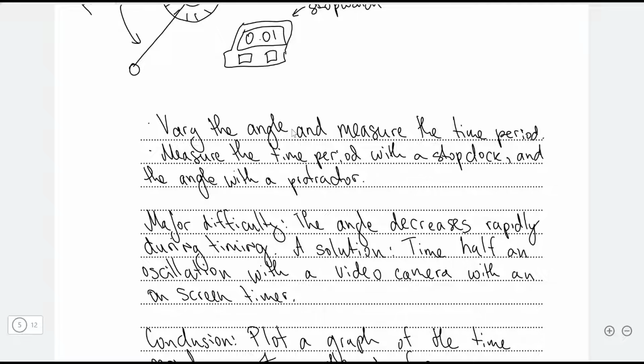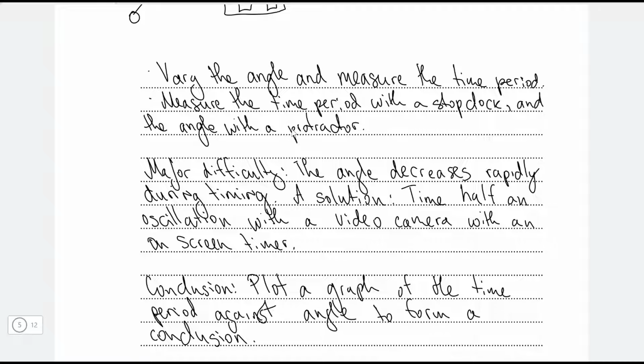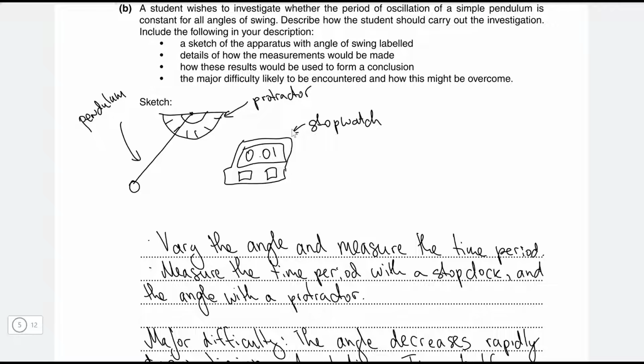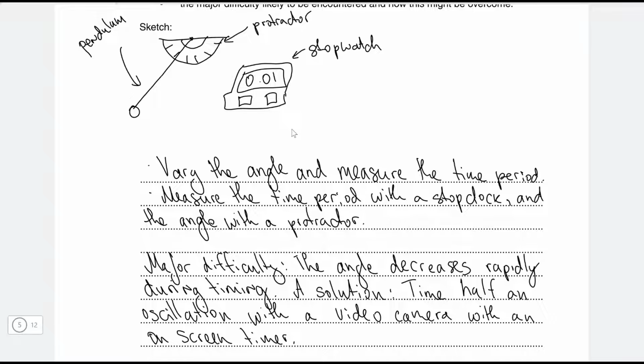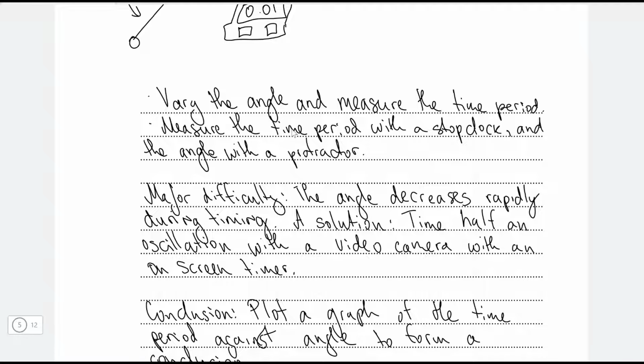There's going to be one major difficulty in our measurements, and that is that the angle is going to be decreasing rapidly during timing. In other words, as soon as I release the pendulum, the angle will want to decrease very, very quickly. A solution for that would be to time half an oscillation with a video camera or an on-screen timer. The typical solution sometimes for a different system, something like a spring, might be to time 10 oscillations, but in this case that will not work, because after 10 oscillations the angle will be significantly different than our initial angle. So just use a video camera on a phone with an on-screen timer.